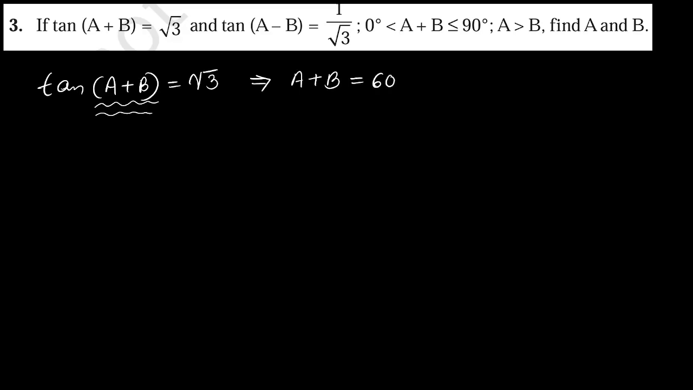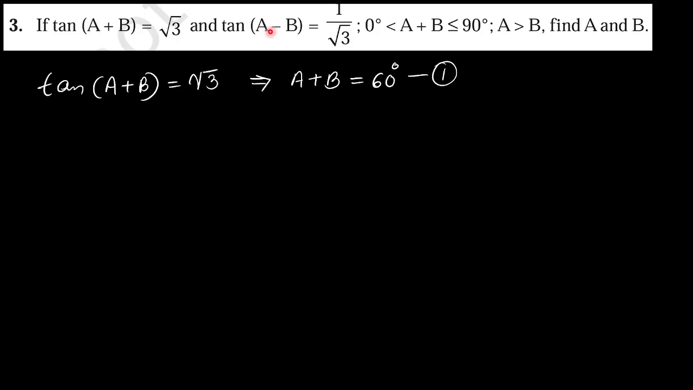Here, all of you please listen. It is given that tan of a plus b equal to root 3. What will be the value of a plus b? Anybody? What will be the value of a plus b? 60 degree. You know that tan 60 is root 3. So a plus b will be 60 degree. Equation number 1.